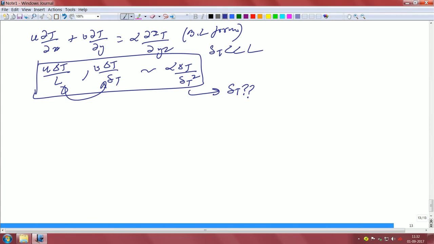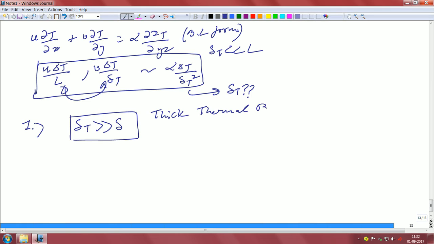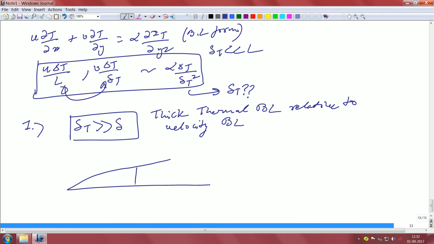Now, there are two situations that are possible. Situation 1, when delta T is much greater than delta, that is the first situation, right. That means we have a thick thermal boundary layer relative to the velocity boundary layer, correct. So, the situation is like this. This is your delta and I am drawing the other one by a dotted line. This is your delta T.